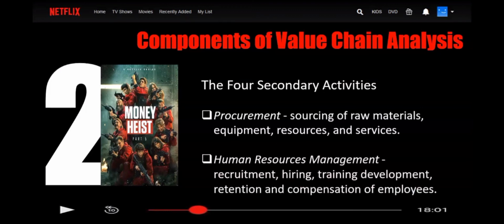The second one is human resources, wherein all activities involve recruiting, hiring, training, developing, compensating, and dismissing personnel that design, build and distribute the products.